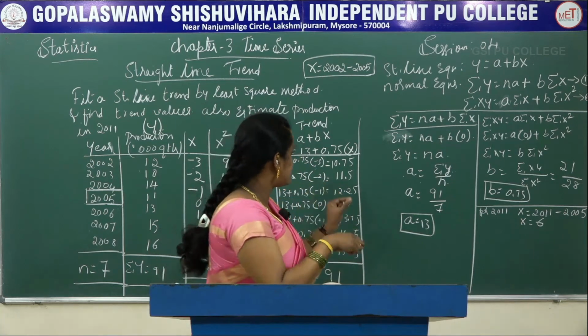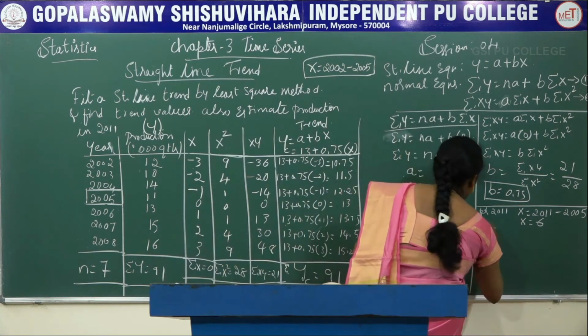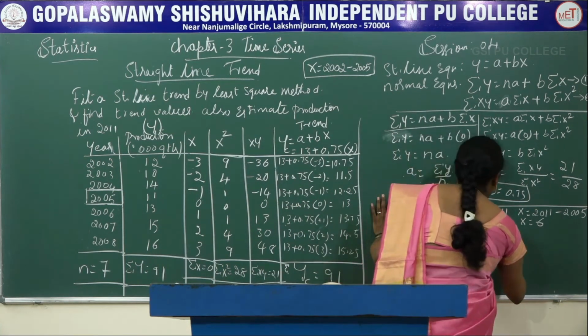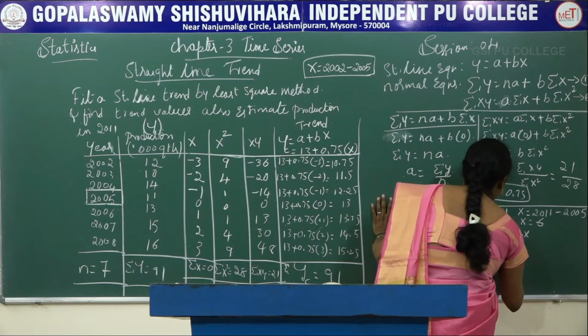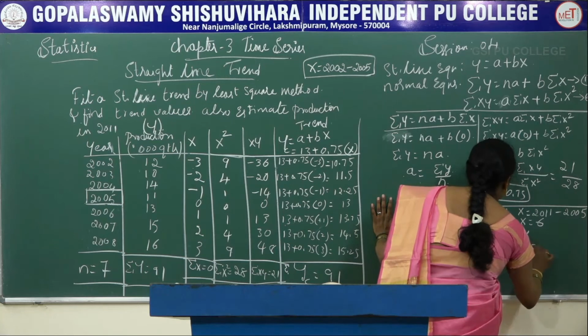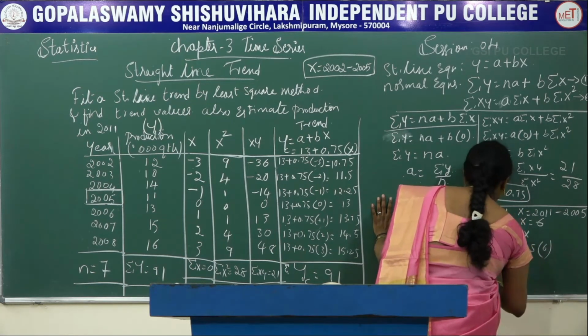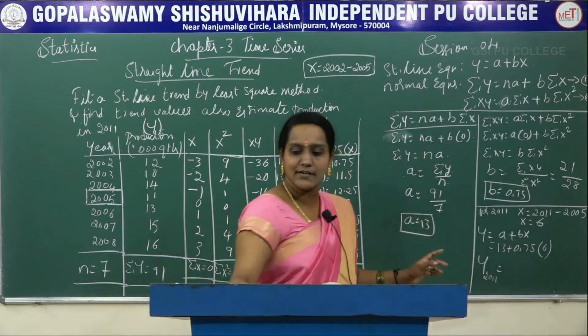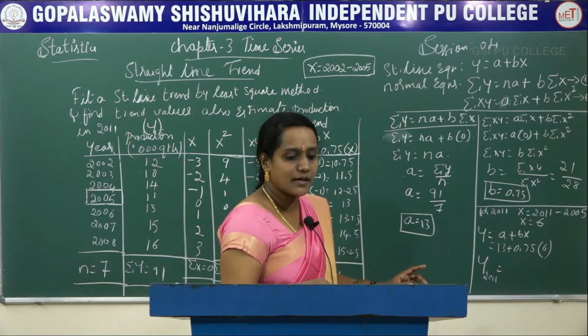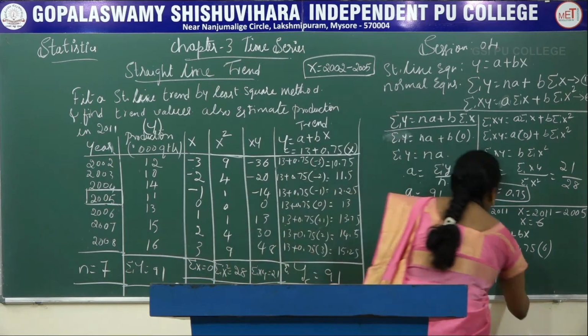Now I substitute that value in the equation. Our y is equal to a plus bx, that is 13 plus 0.75 into 6. So y for 2011, that is the production of 2011, is approximately 17.5.